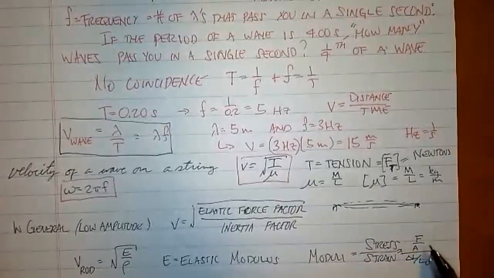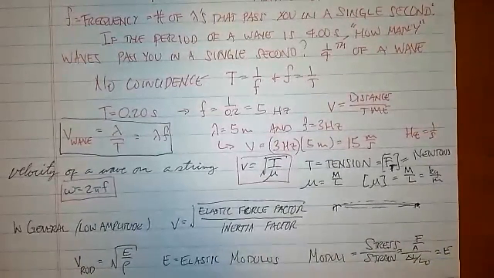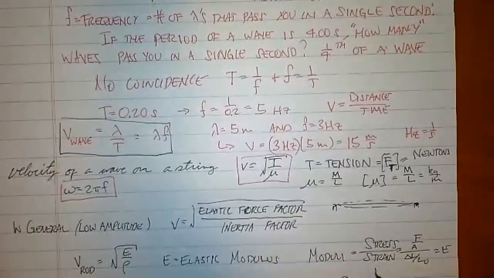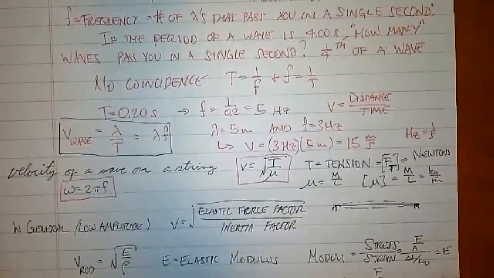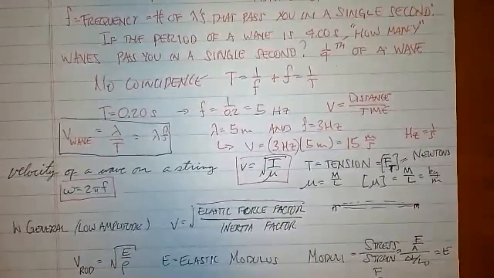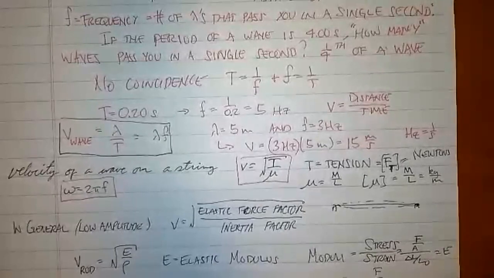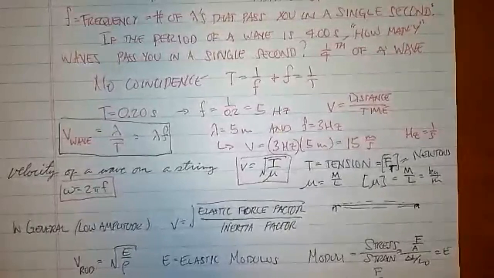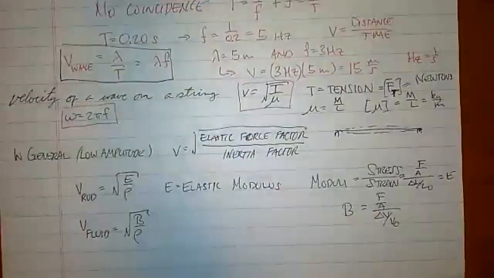This is the modulus specifically for this one, for the E. But for instance, the bulk modulus, B, that's actually the pressure, which is force per unit area, divided by delta V over V0. And lo and behold, if you want to know the velocity through a liquid or through a gas, so V fluid, you get the square root of the bulk modulus divided by the density. And for instance, this is why you learn in scuba diving that sound is omnidirectional.